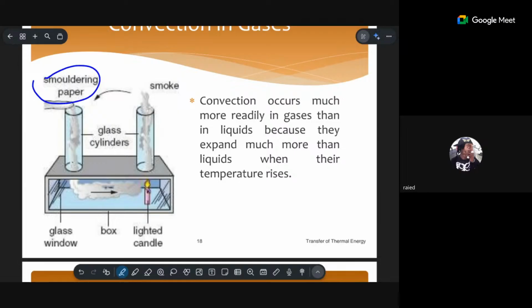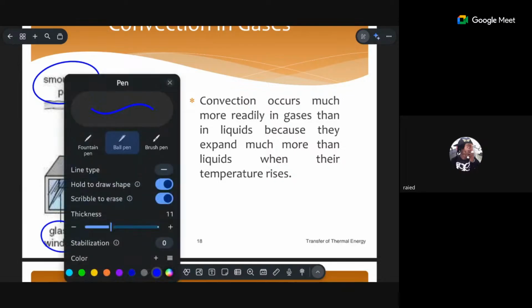There is a smoldering paper, that is a smoke paper, and it is placed inside. This is a glass window through which you can see all of that. Did you notice that the cold molecules come down, they sink down, and then they move towards the heat? Why do they move? Because the hot molecules move upward.